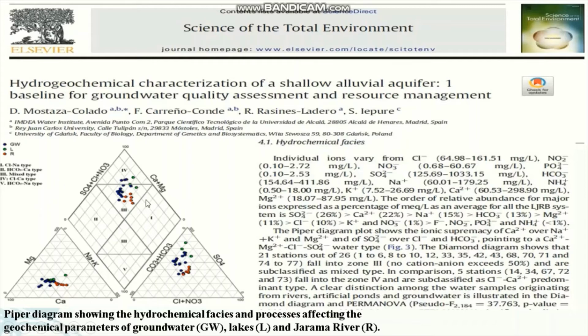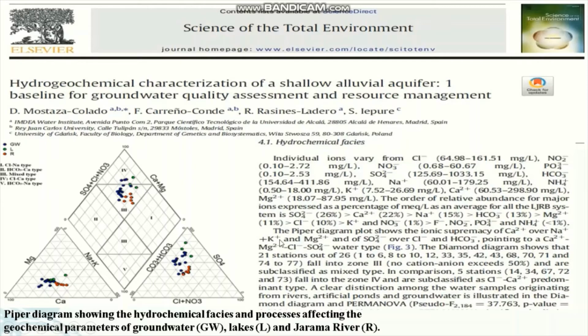Now here they have plotted their sample data. From this you can understand that the maximum samples fall under category 3. This category 3 represents mixed type. So we will see what they have interpreted in their interpretation part.